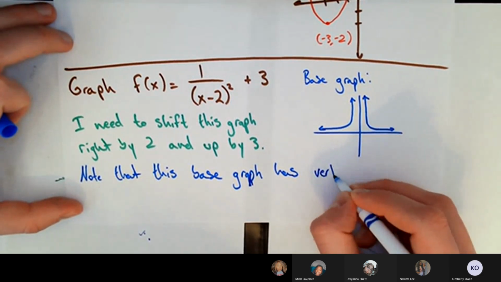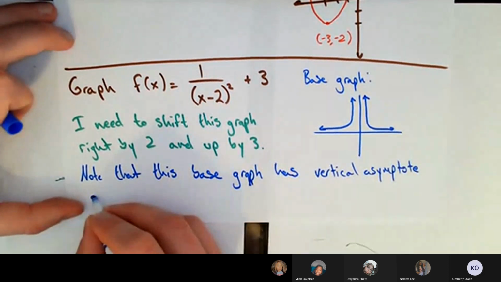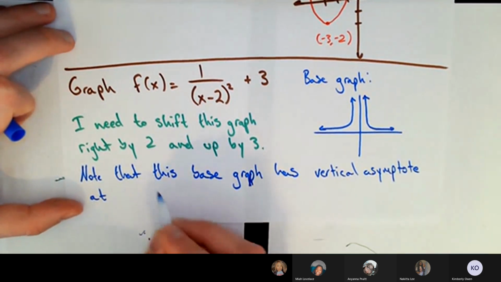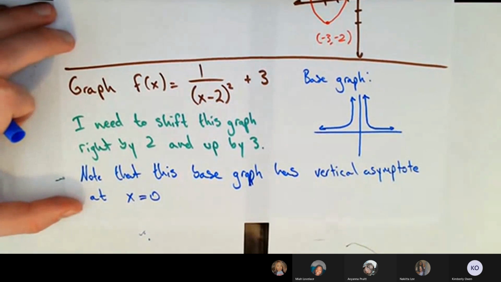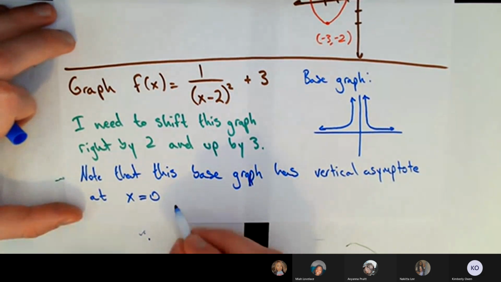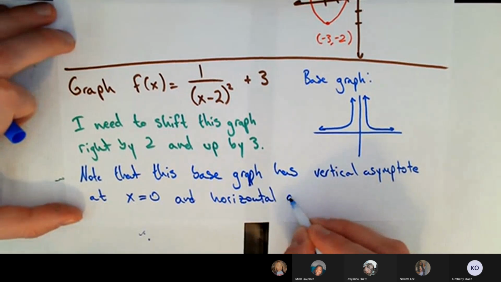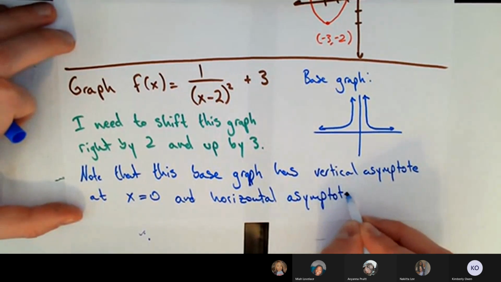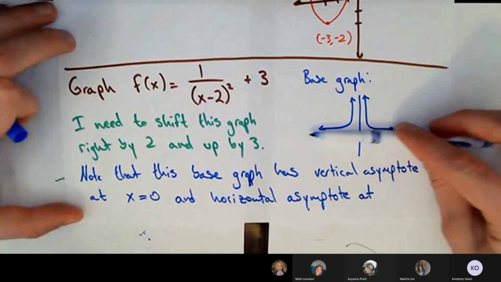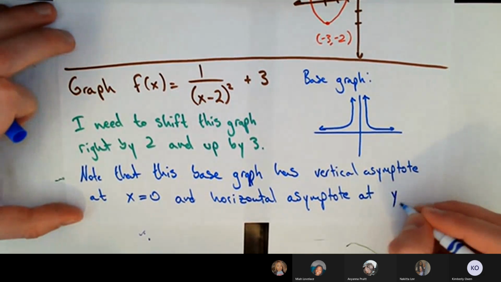It has a vertical asymptote on the y-axis, right? And how do I write down the y-axis algebraically? Well, it's x equals 0. That's the y-axis. When x is equal to 0, that's right down the middle. And a horizontal asymptote at the x-axis. The x-axis has a horizontal asymptote. And how do I write down the x-axis algebraically? Well, that's at y equals 0.